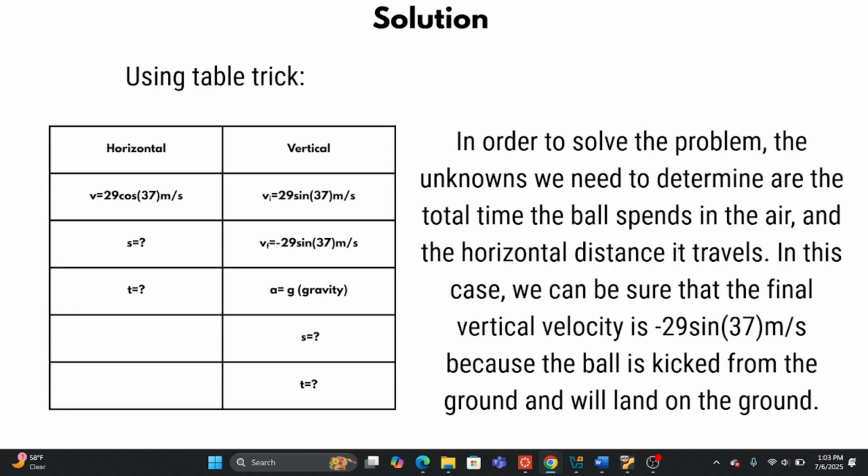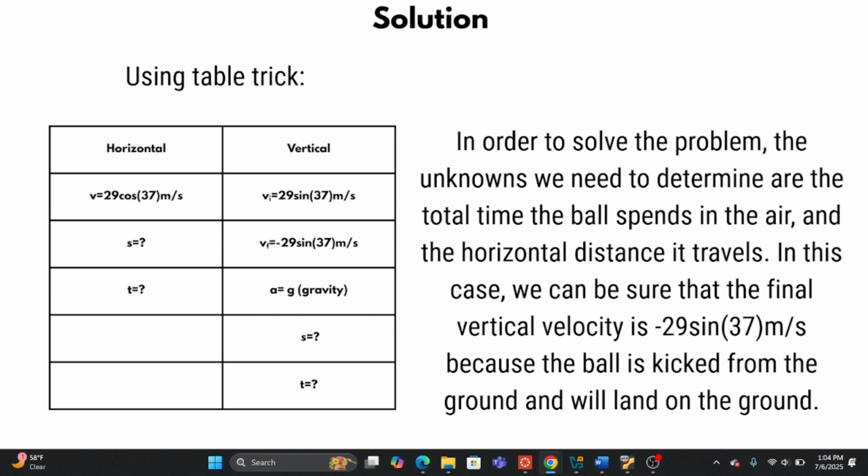So using the good old table trick, we can determine that the horizontal velocity is 29 cosine 37. Why? Well, think of a right triangle. In the right triangle, our hypotenuse is going to be 29. And then the angle between the hypotenuse and the side directly below it is going to be 37. And the side directly below it, you can imagine, is going to be the ground.